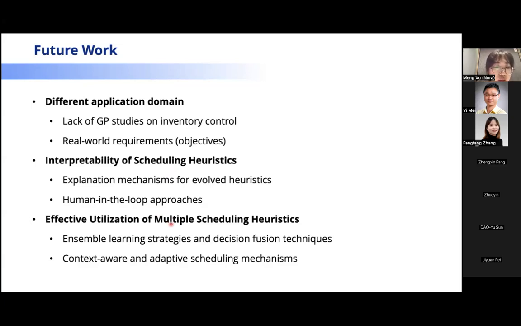And another topic is about effective utilization of multiple scheduling heuristics. In my report, I already talked about a proposed method, which combines ensemble learning with genetic programming. And our method maintains a population that includes both individuals and ensembles. And to the best of my knowledge, I think that's a first work for the dynamic flexible job shop scheduling problem. But I think some further strategies can still be proposed to improve the performance of these methods.